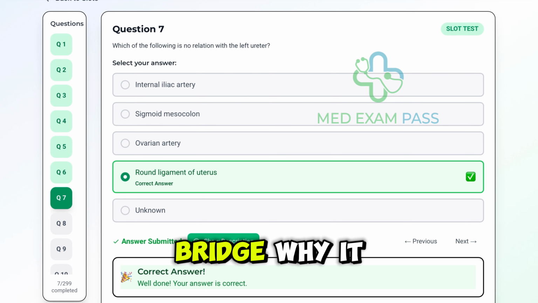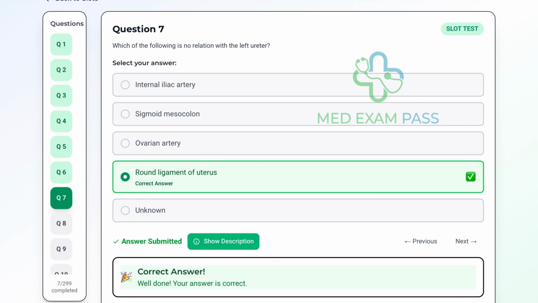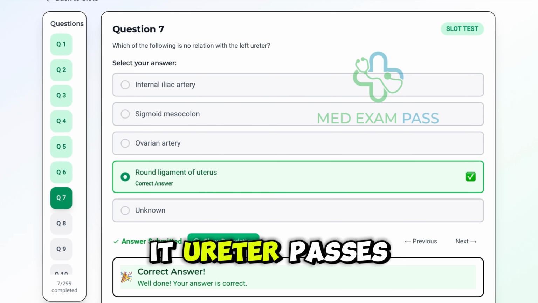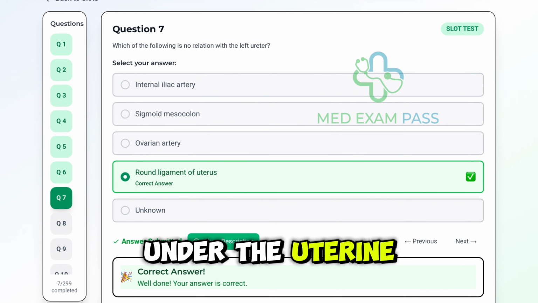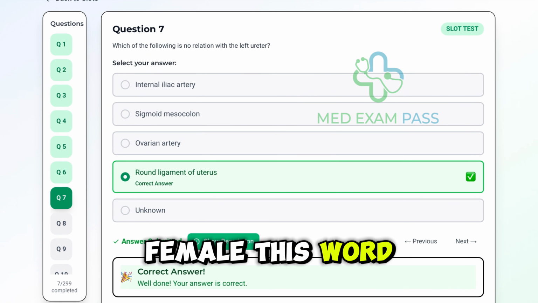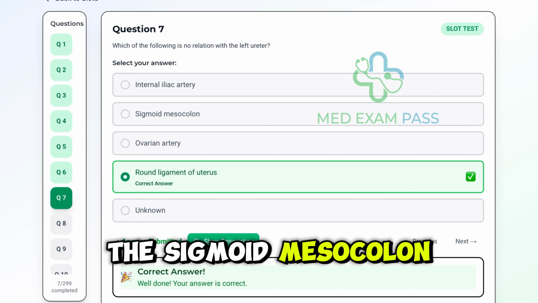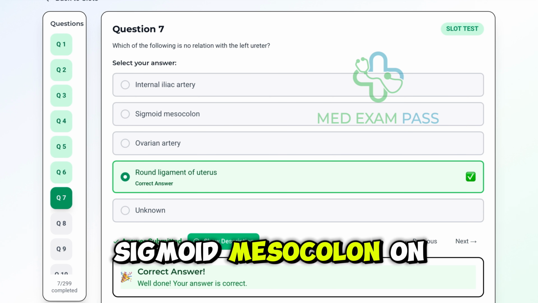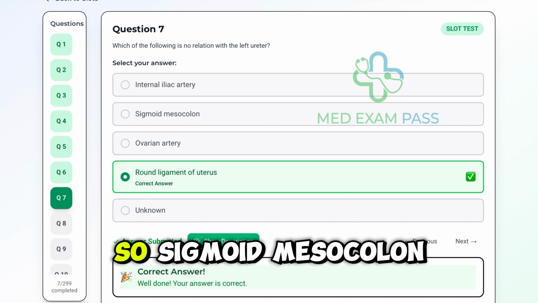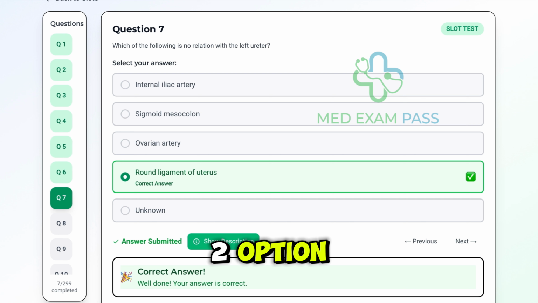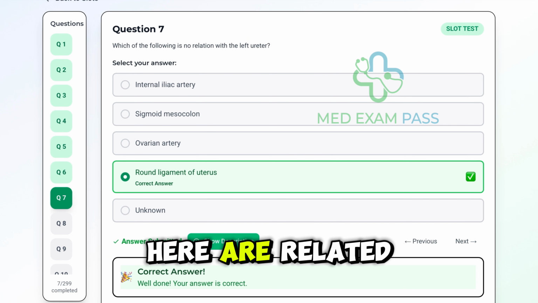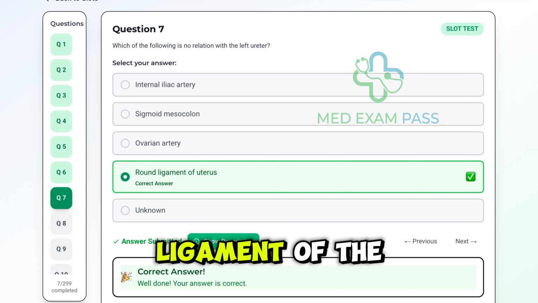So that's the keyword: water under the bridge. Why is it important? The ureter passes under the uterine artery in females. This is a keyword, keep that in mind. And finally, it is related to the sigmoid mesocolon on the left side. So sigmoid mesocolon is option number 2. All of these structures are related to the ureter except the round ligament of the uterus.